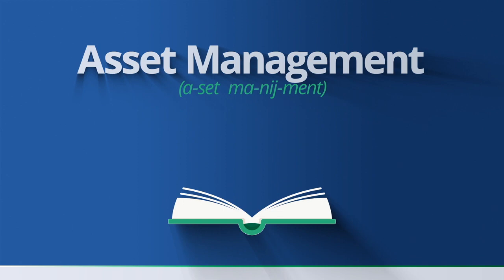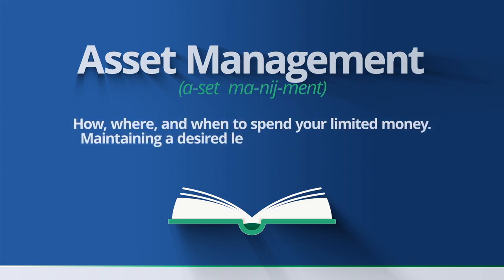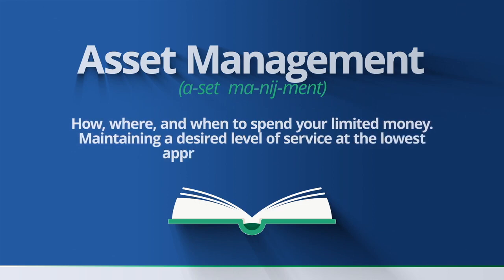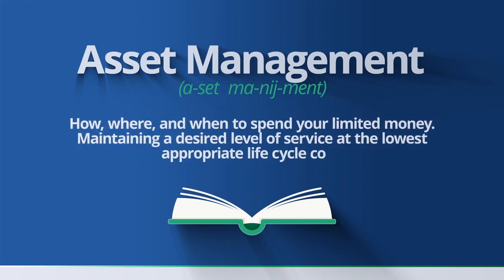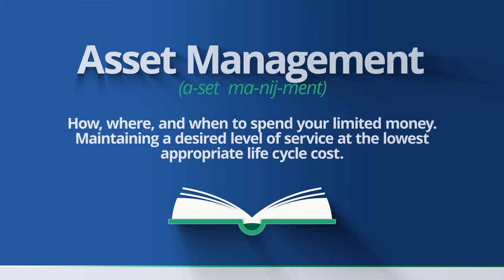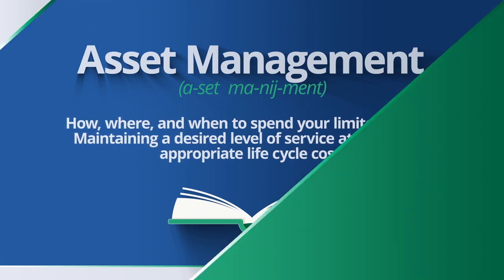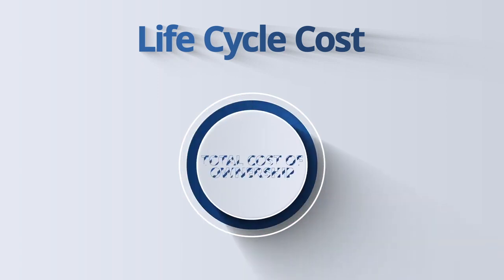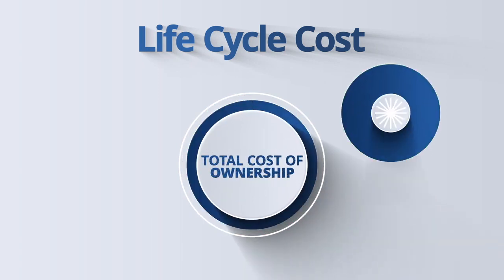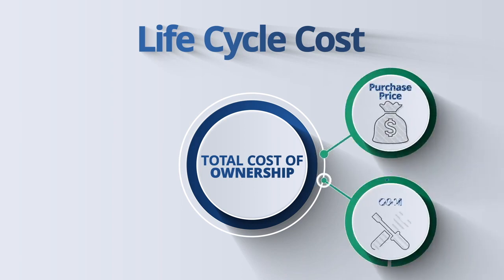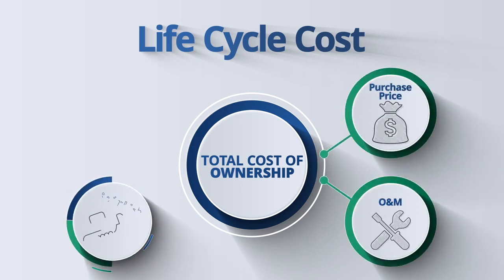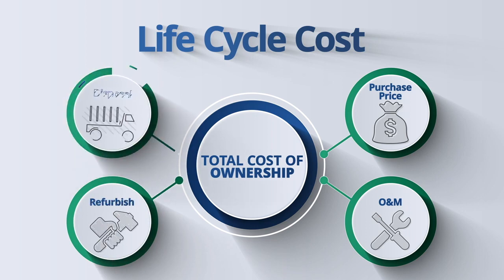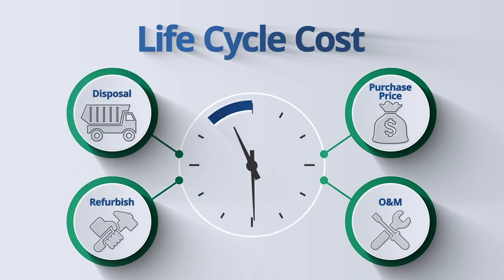Asset management helps you determine how, where, and when to spend your limited money. It's about maintaining a desired level of service. That is, what you want to provide to your customers at the lowest appropriate life cycle cost. So what does life cycle cost mean? It's actually a pretty simple concept. It means the total cost of ownership of an asset, the purchase price, the cost of operating and maintaining it, refurbishments, and finally, disposal. But figuring out life cycle cost can get tricky.